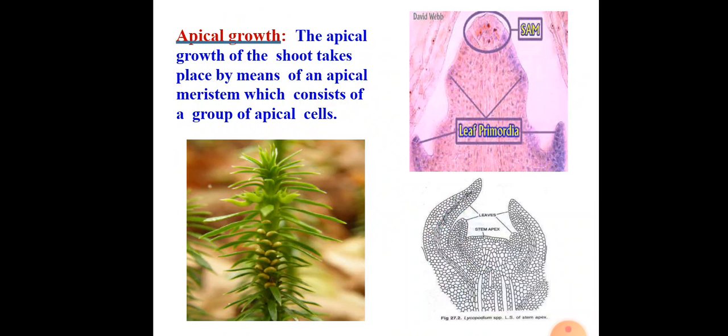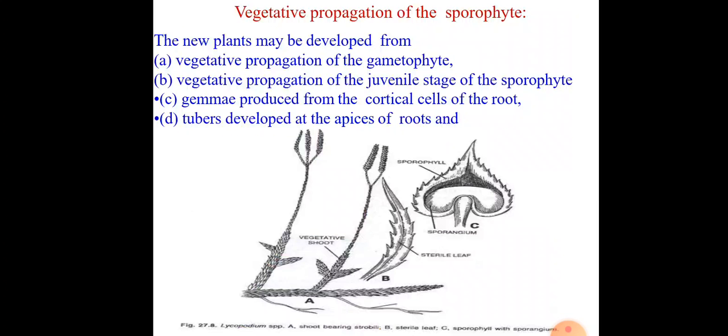And in another slide we can see apical growth of the plant. The apical growth of the shoot takes place by means of an apical meristem, which consists of a group of apical cells. In this image we can see a shoot apical meristem in the top region, and we have the leaf primordia in the side portions also. We can also take the original image, and also hand-drawn illustrations.